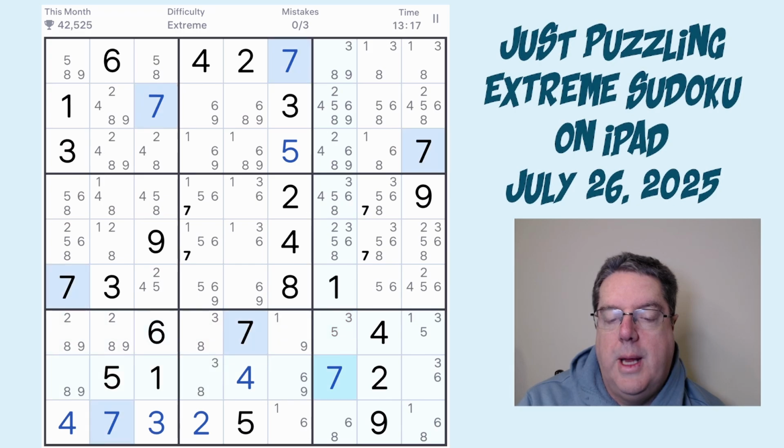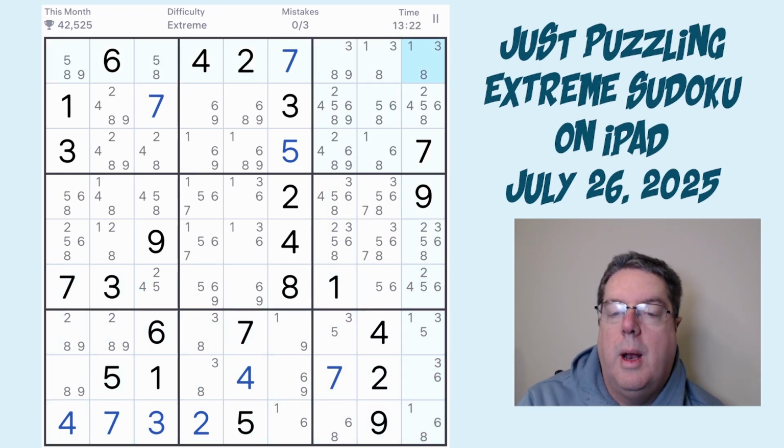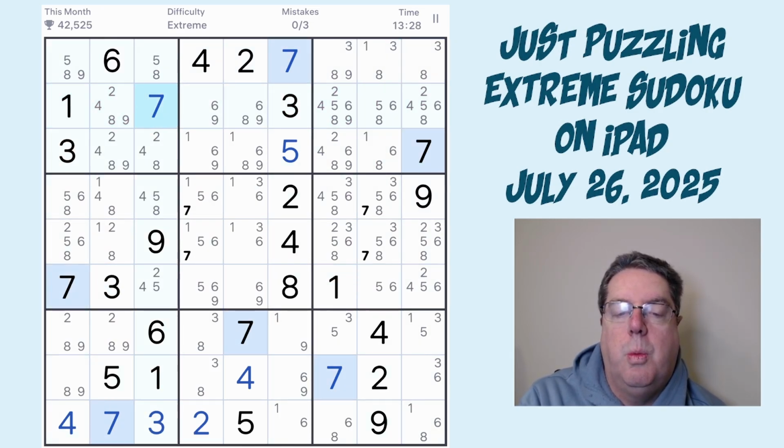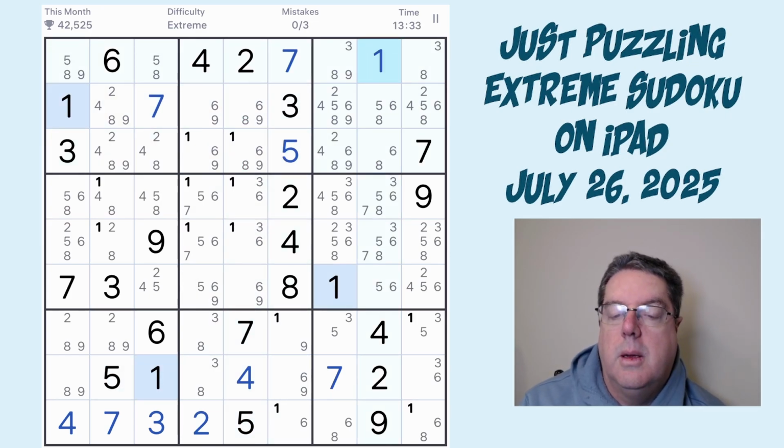So 1 comes down here. That means that 1 has to be on this side. That means that can't be a 1. So that means because of the 1 here, these two are a 1. But because of this 1 here, that can't be a 1. So this is my 1 here. All right. Just working my way around the board at the moment.